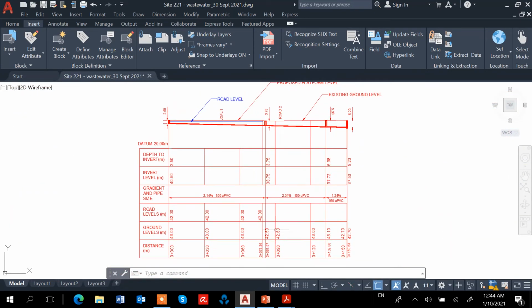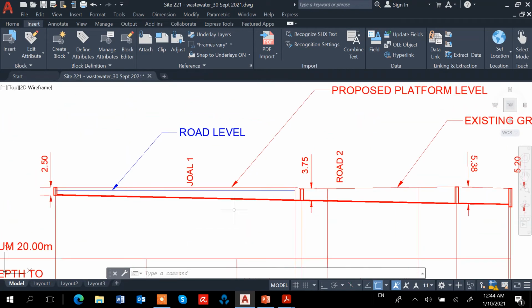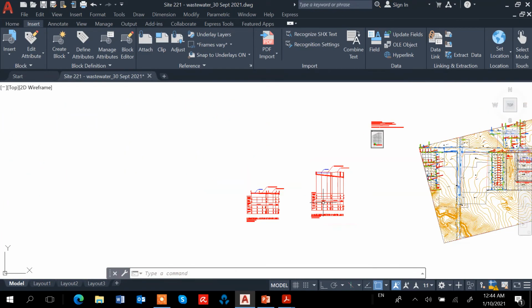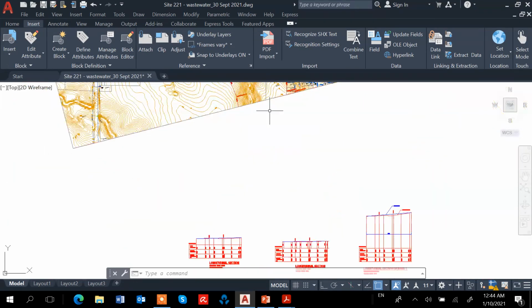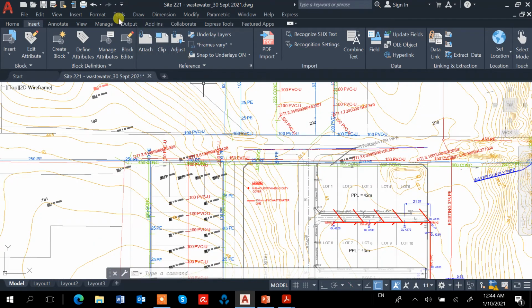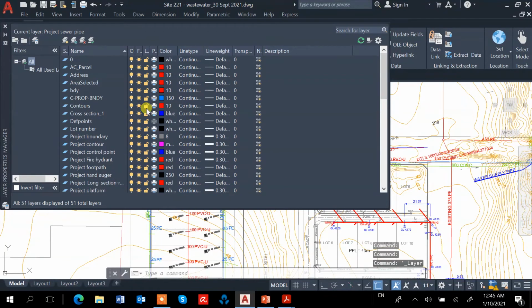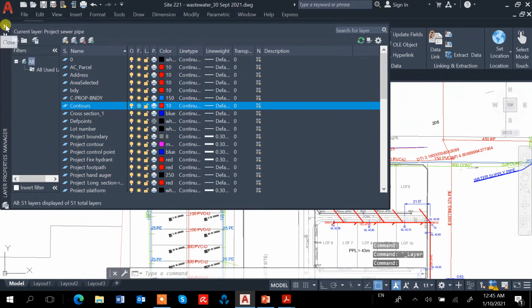So we have the existing and then the ground level. The red one is the existing ground, and this one will take care of the platform. Just turn off the contour, I need to turn off the contour so it can be seen easier.